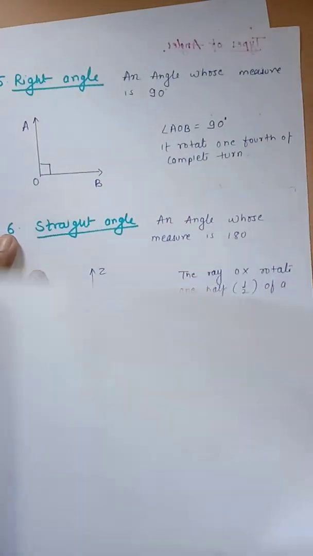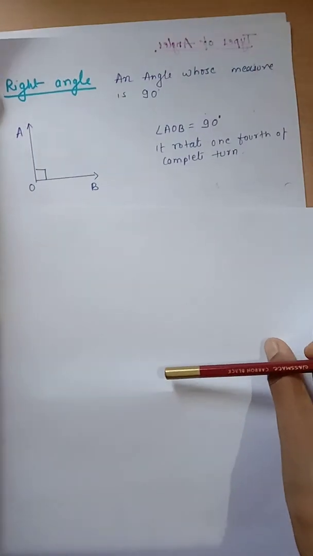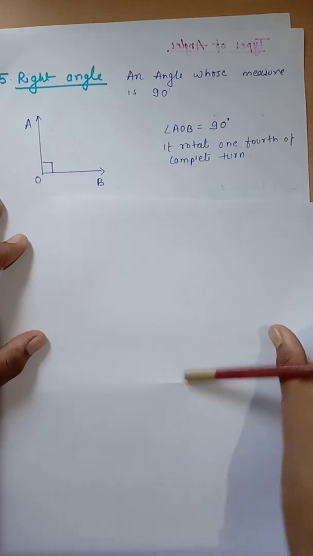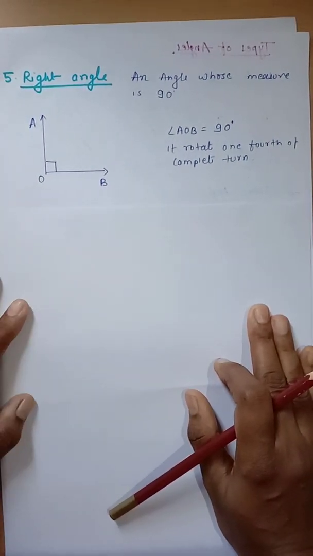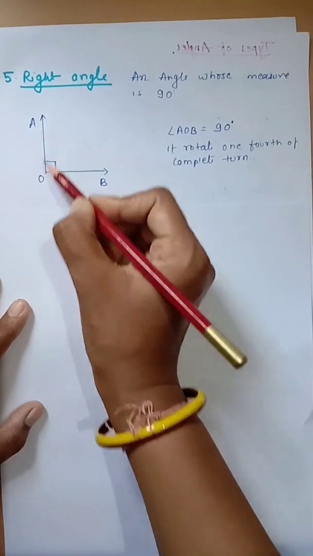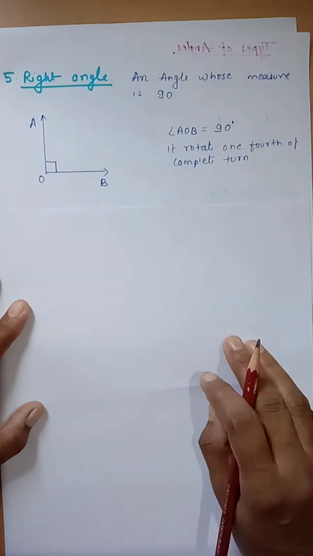Now come to the right angle. Right angle, an angle whose measurement is exactly 90 degree. Exactly 90 degree is right angle. Look at here, AOB is 90 degree. It will form 1/4 of rotation.